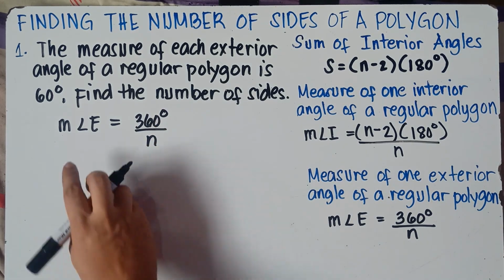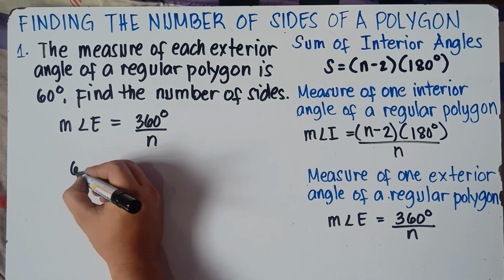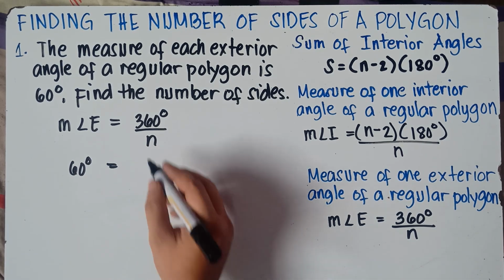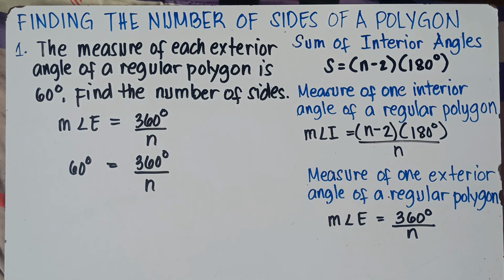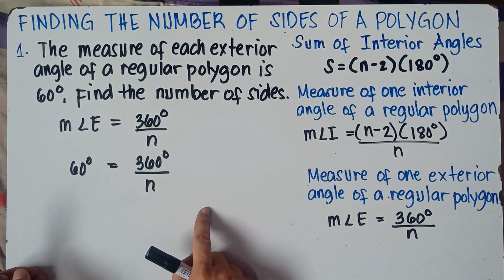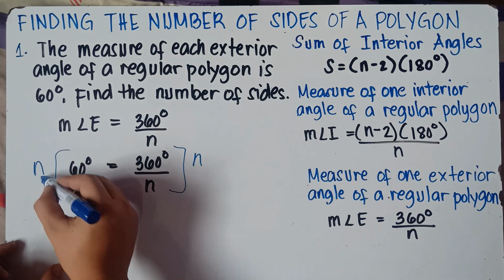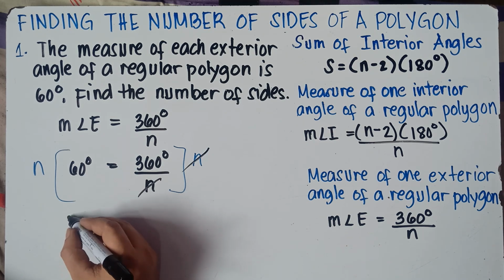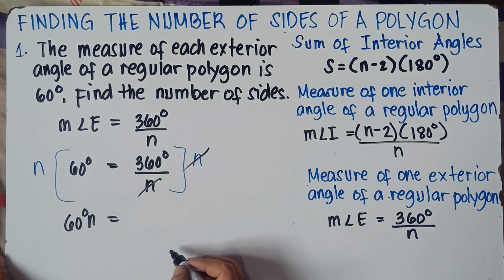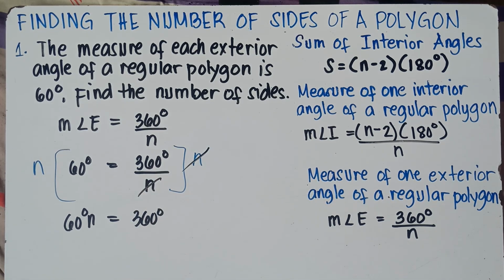So we have given measure of each exterior angle 60 degrees. Simply substitute this value, class. 60 degrees equals, so copy 360 degrees over N. So in this scenario, class, you have two solutions to solve this one. You can multiply both sides by N to cancel N. Multiply both sides by N so that we can cancel N. Alright, and then N times 60, that would be 60 degrees N equals, so we just simply cancel and copy 360 degrees.